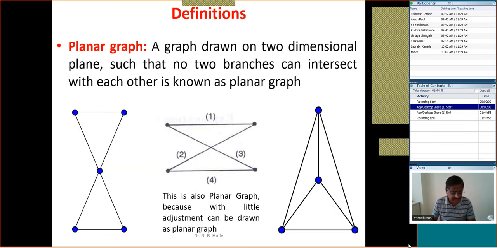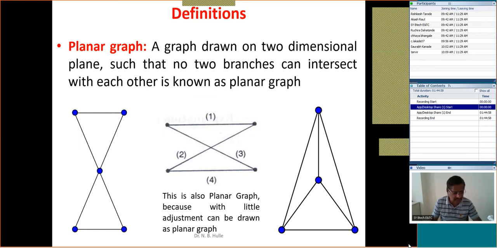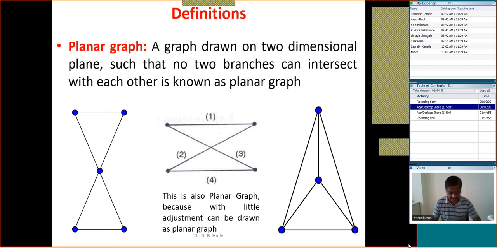And here in this case, even though overlapping exists here, then also this graph or this line or maybe this line can be drawn in a different way. Maybe something like this, excluding that part. Without touching that particular node, we can draw that particular line something like this. This line number 2 can be drawn something like this. That is nothing but this graph can be converted into the planar graph. Even though it is looking to be a non-planar graph, this graph is the planar graph.